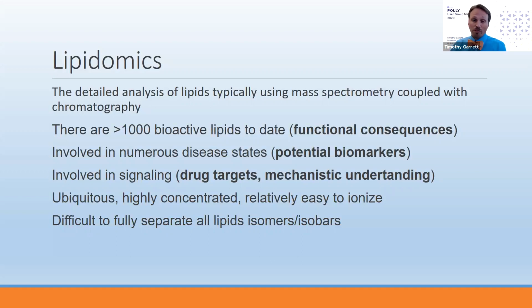And we know there's well over 1,000 bioactive lipids to date, with many functional consequences. They're involved in numerous disease states, so they have biomarker potential. They're also involved in signaling, as I mentioned before, and they're ubiquitous in many samples, relatively easy to ionize by mass spectrometry, and often highly concentrated. We also know that they're very difficult to separate, for all lipid species, because of the many different isomers and isoforms.